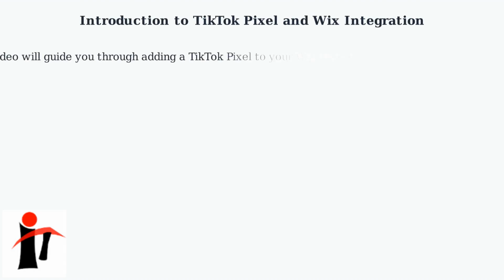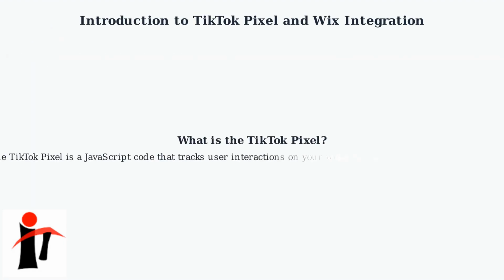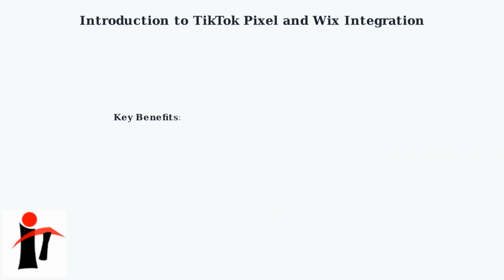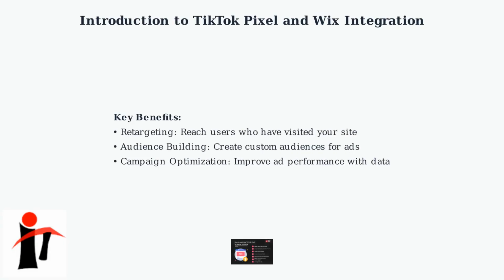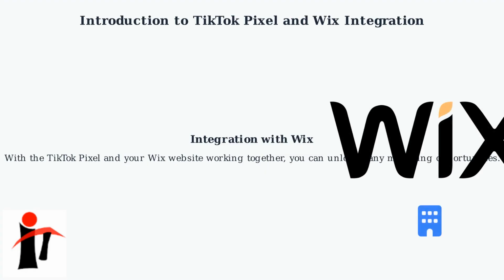Welcome. This video will guide you through adding a TikTok pixel to your Wix website for effective event and conversion tracking. The TikTok pixel is a JavaScript code that tracks user interactions on your website, sending data back to TikTok ads. This allows for retargeting, audience building, and campaign optimization. With the TikTok pixel and your Wix website working together, you can unlock many marketing opportunities.